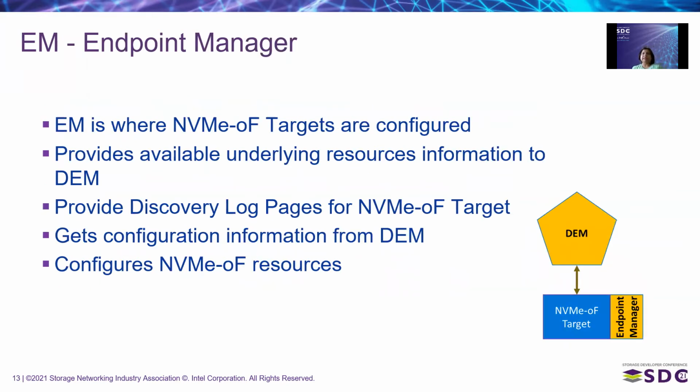So EM, it is an endpoint manager, and it resides on a target system. What it does is it collects the list of all the underlying resources it has, for example, what subsystems it has, what namespaces are available from those subsystems, what are the fabric transports that are available, and it can communicate that with DEM and get configuration information from DEM so that an NVMe fabric subsystem can be configured.